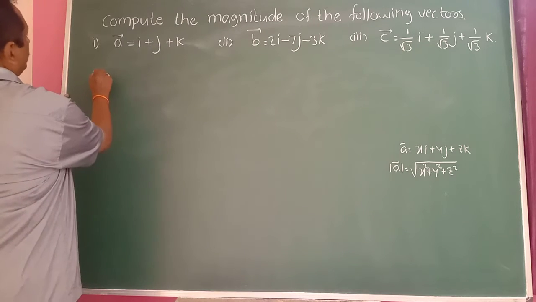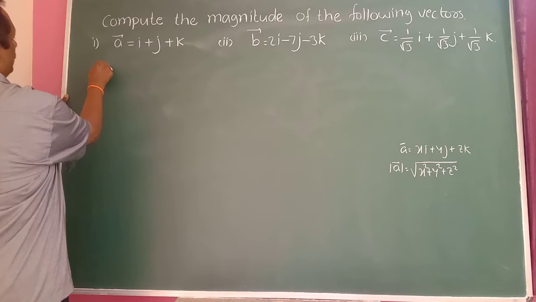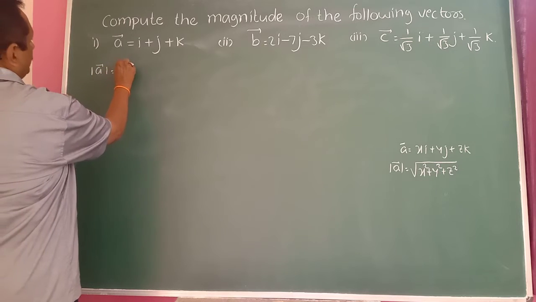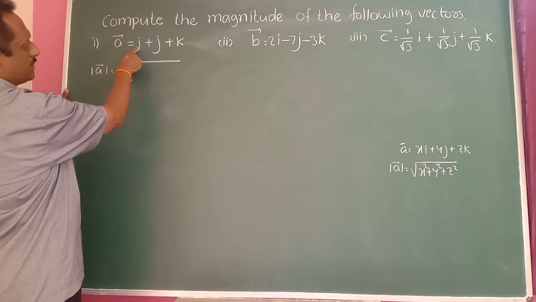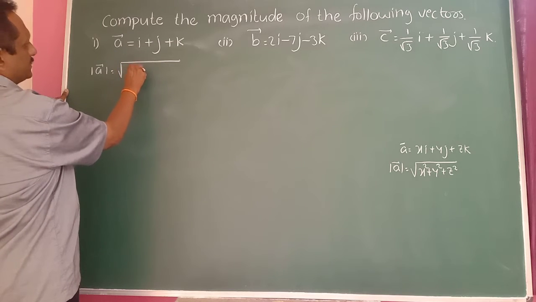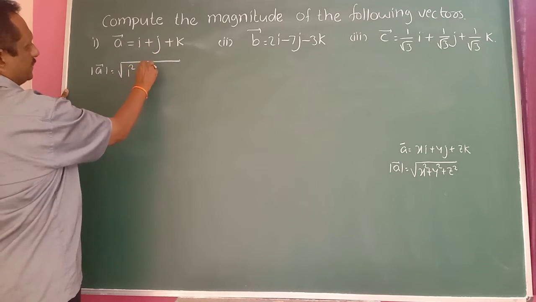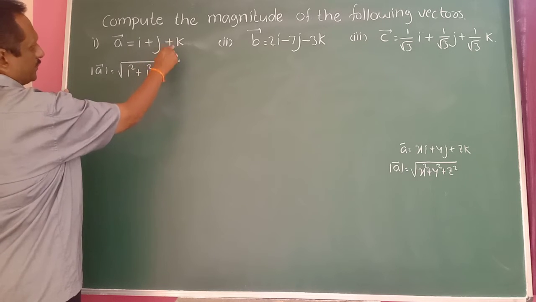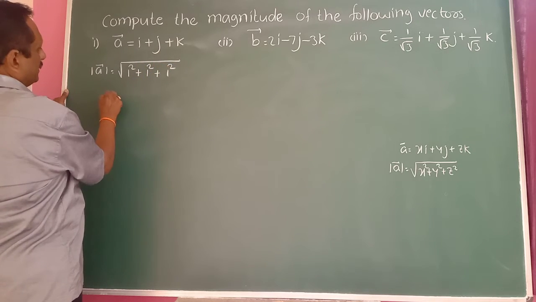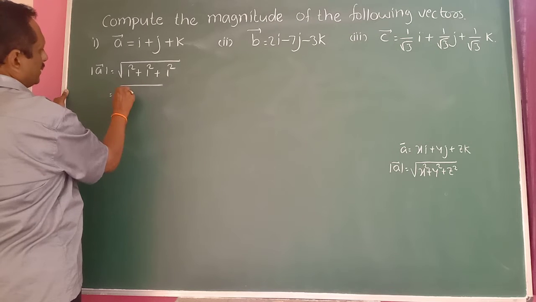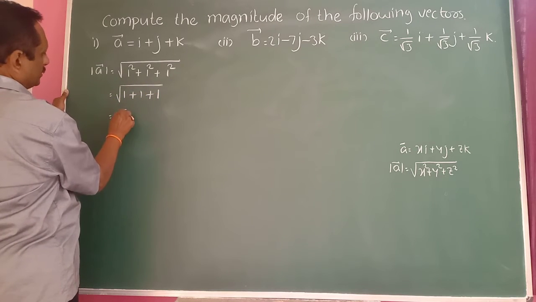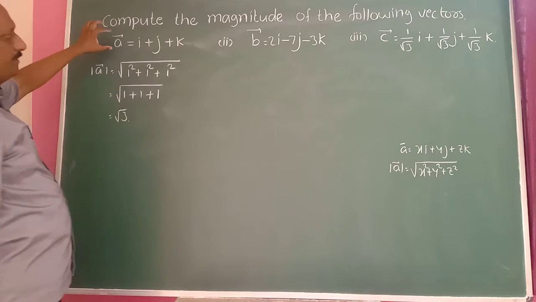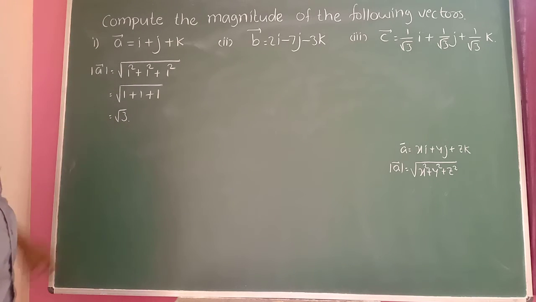Therefore, modulus of a bar, that is the modulus or magnitude of the vector, gives: the i coefficient is 1, 1 square, plus the j coefficient 1 square, plus the k coefficient 1 square. Hence it is root of 1 plus 1 plus 1, that is equal to root 3. So the magnitude of this vector is root 3.